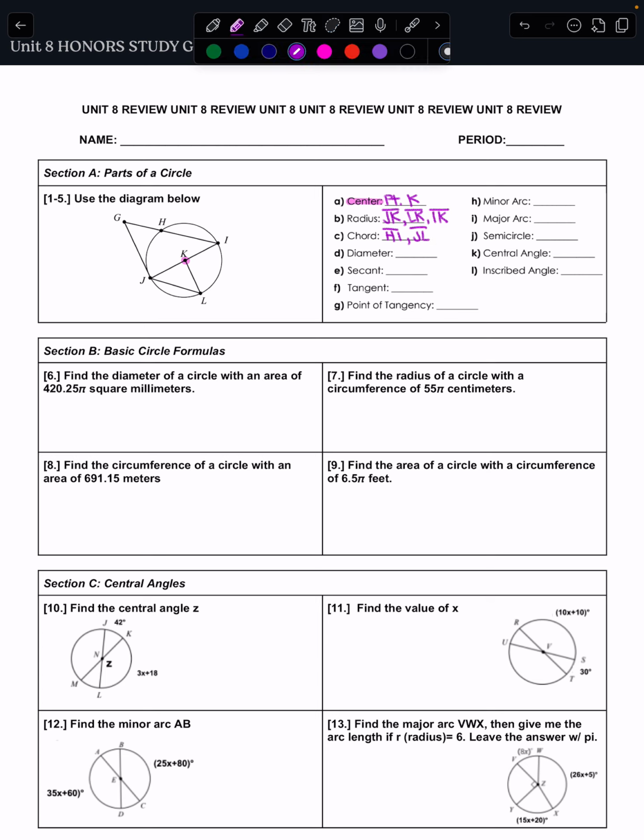All right, the next one is a diameter. A diameter is just twice the radius. If we have a line segment that crosses the center and has endpoints on the circle, we would consider that the diameter. For this one, there's only one. That's going to be line segment JI.